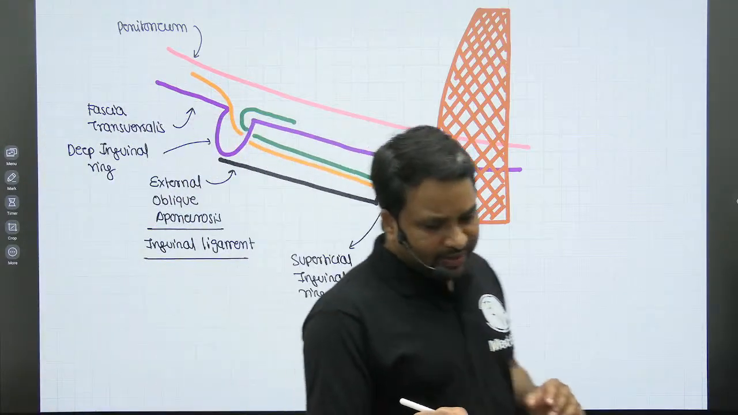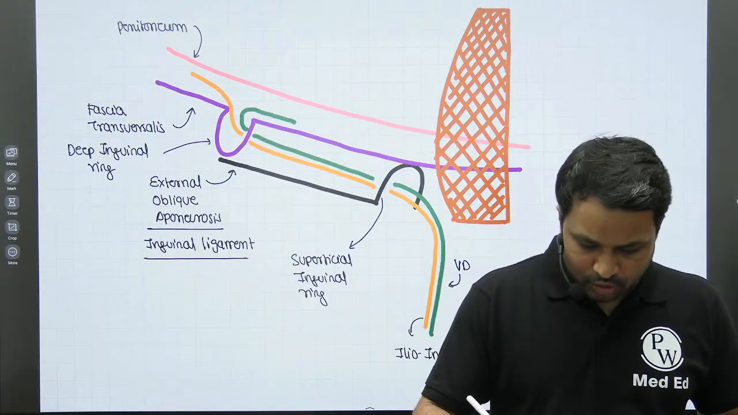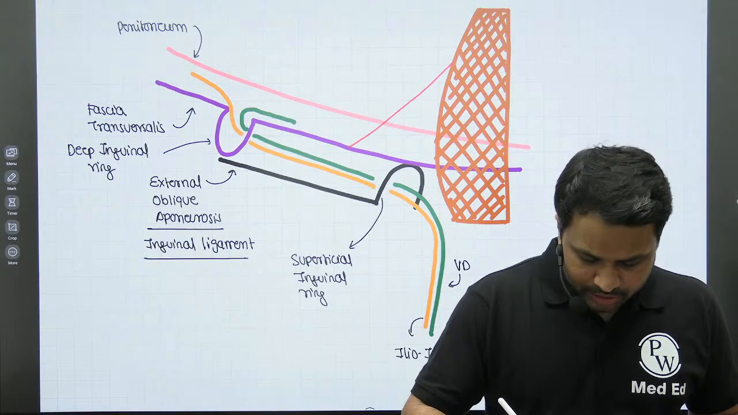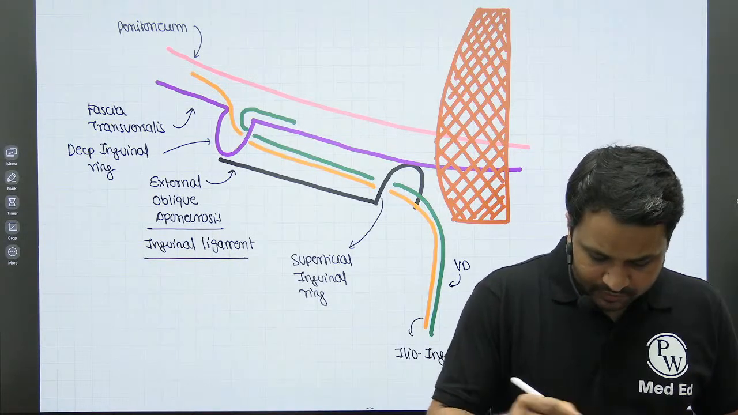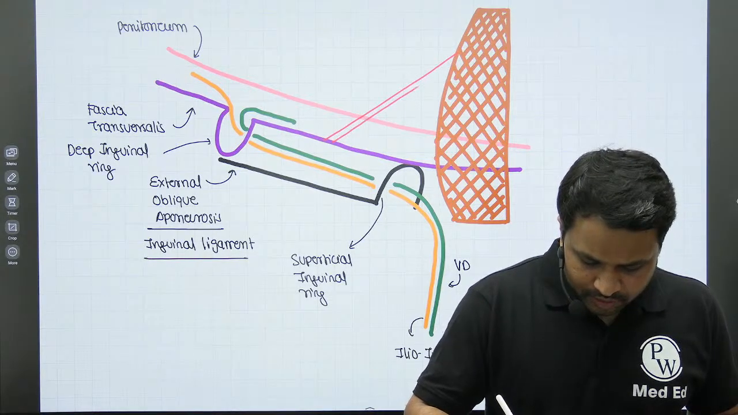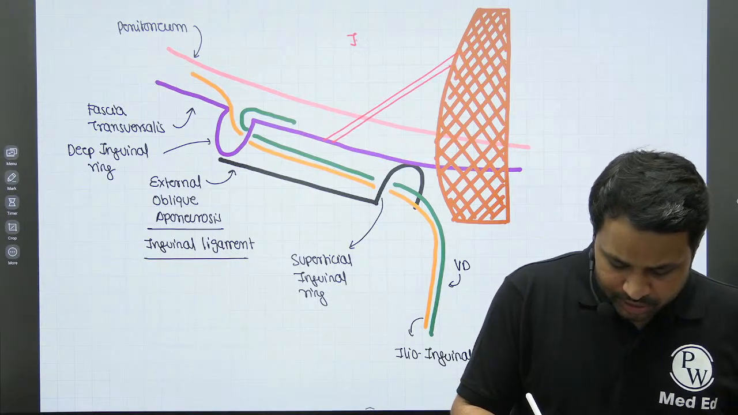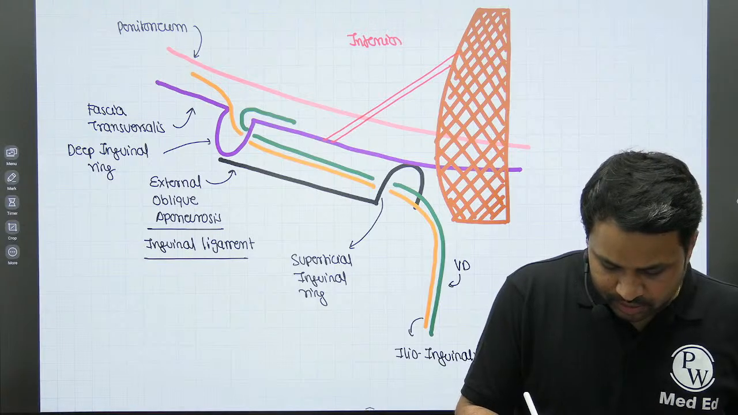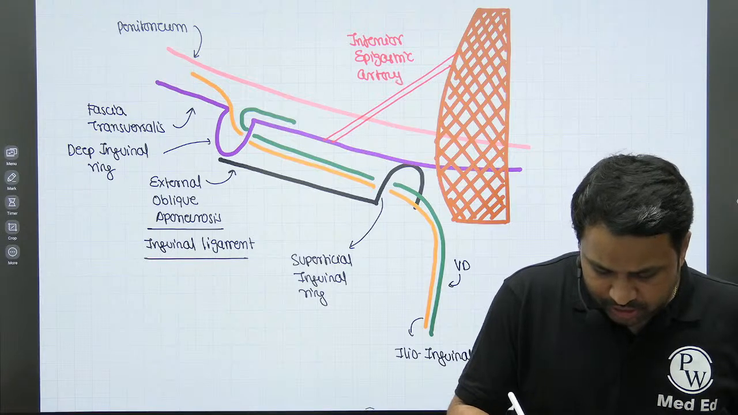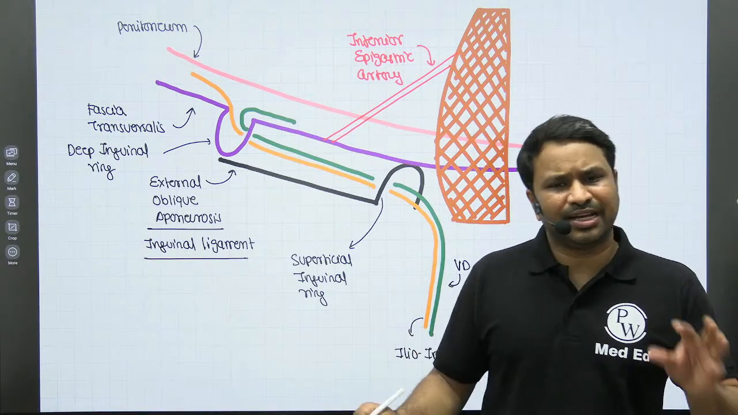Now there is a blood vessel that is going to travel across here, जो पीछे से आ रही है, and it goes like this. This is your inferior epigastric artery. ठीक है? ये आपकी inferior epigastric artery, which is going to turn like this, right? This is the passage of your inferior epigastric artery. So if you understand all these structures, हमारा जो inguinal hernia है, it is quite simple for us to understand.